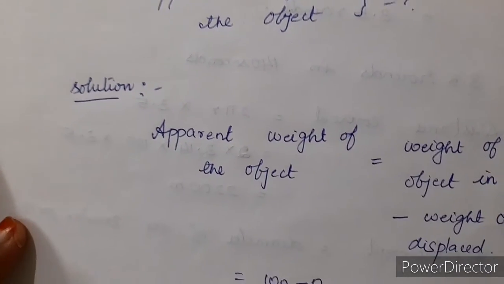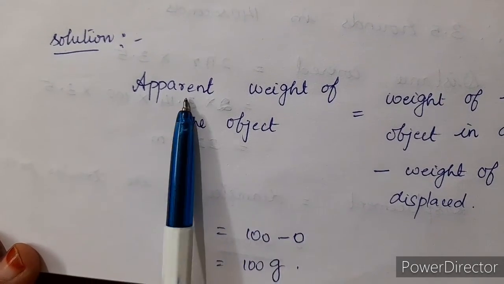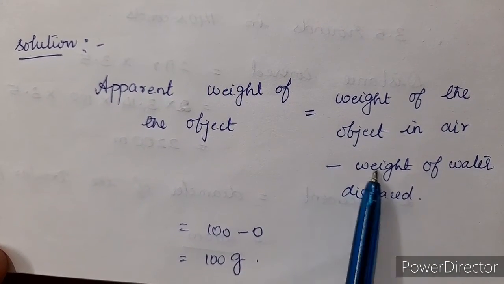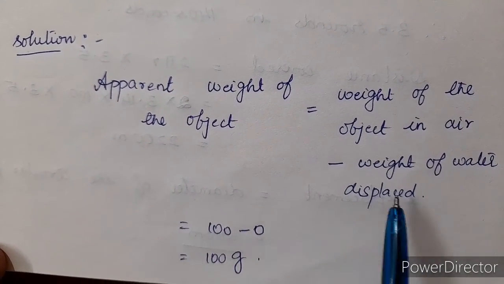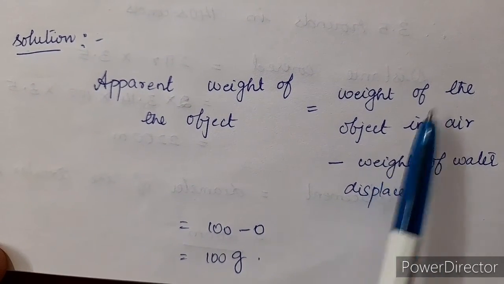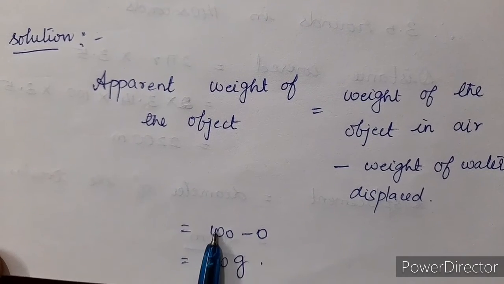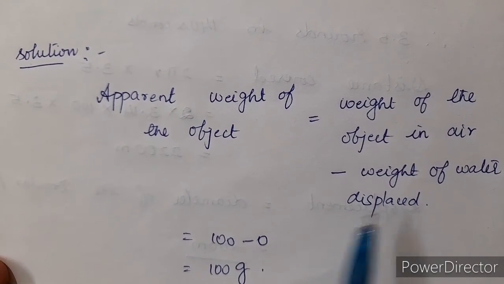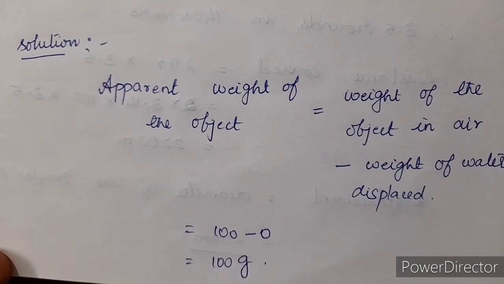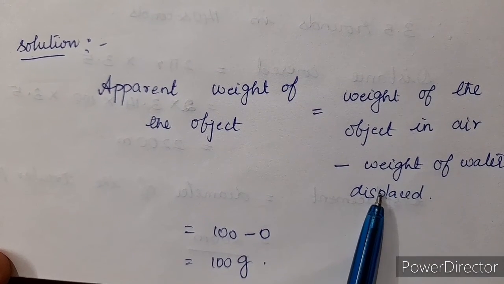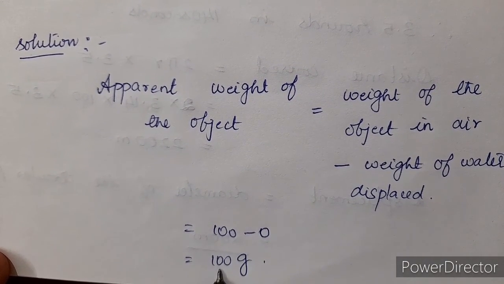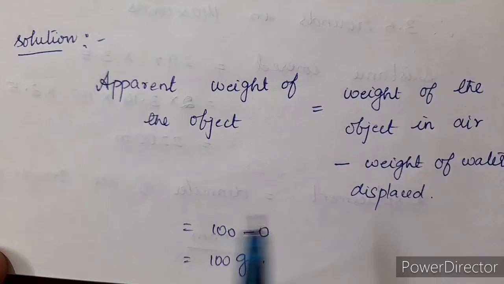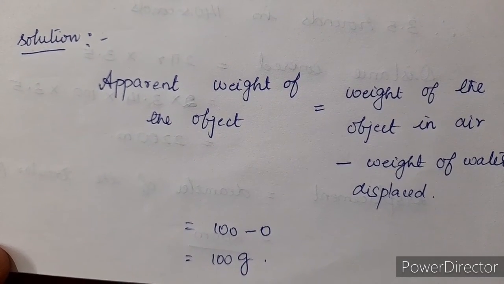Now we know the formula, isn't it? In the fluid lesson we saw that the apparent weight of the object is nothing but the weight of the object in air minus the weight of the water displaced. When it is immersed in water, it displaces the water, isn't it? So we have to subtract that from the weight of the object in air. Now here the weight of the object in air is 100 grams. Now the weight of the water that is displaced is 0. Why? Because it is floating on the surface of the water. So the amount of water displaced is 0. So 100 minus 0 is equal to 100. So the apparent weight of the object is equal to the weight of the object in air, that is 100 grams.